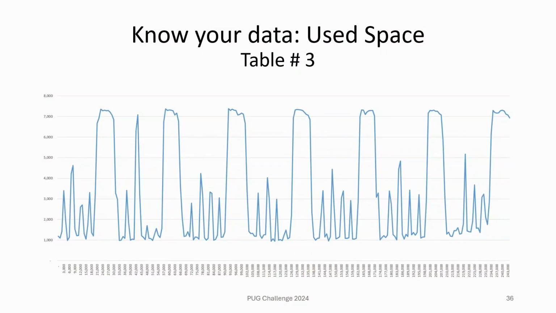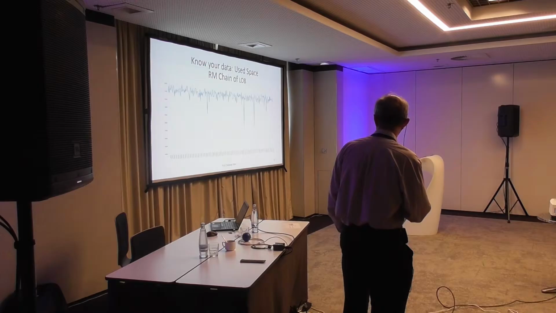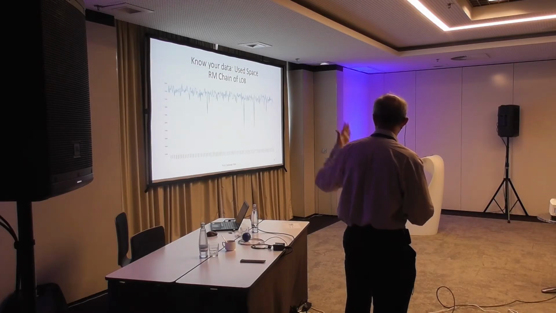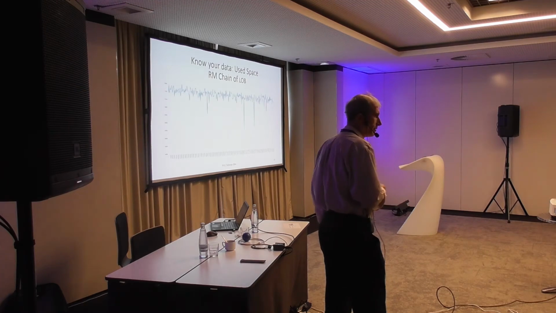And this is the third table, which is the order table, and you can see it gives a different picture. And finally, the fourth one is a LOB. With the LOB, you can see that almost all blocks are filled to capacity, so even though they're on the RM chain, we couldn't put anything in those blocks.